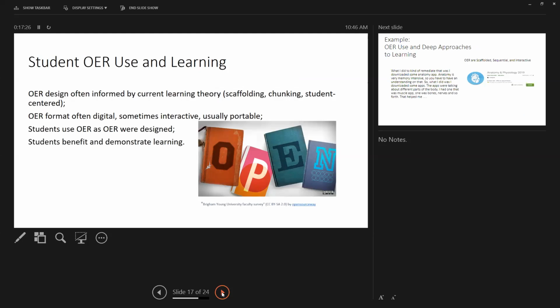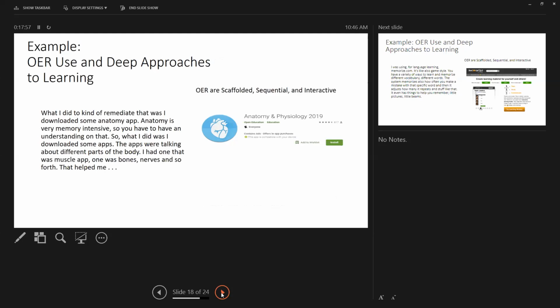This is just a quick logic statement. In general, OER design is often informed by current learning theory and makes use of techniques such as scaffolding, chunking, and being student-centered. Since the format of OER is often digital, which makes it portable and interactive, and sometimes scaffolded, students use OER as they were designed, and they benefit and demonstrate deep learning.